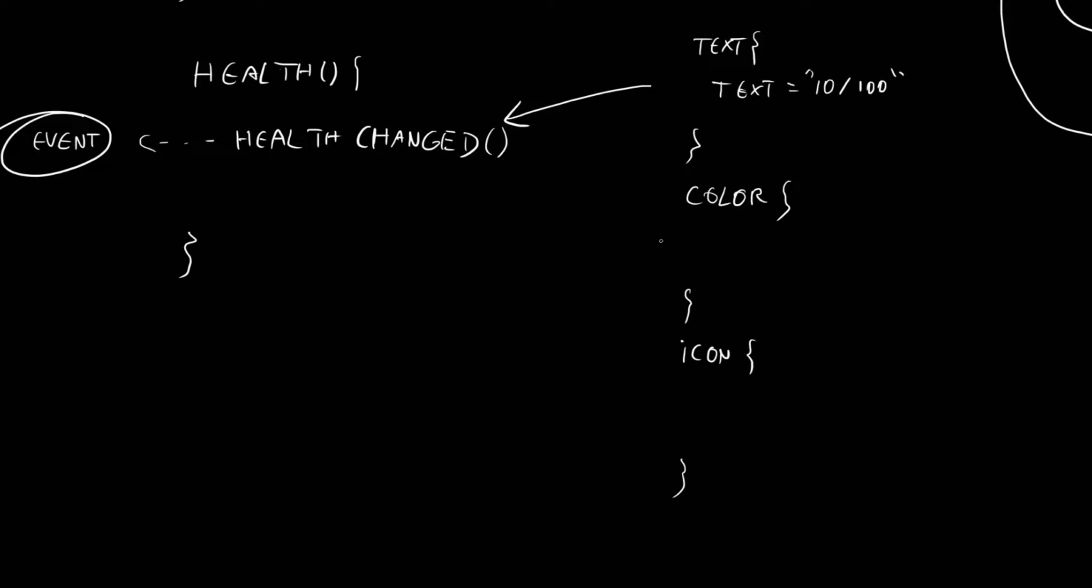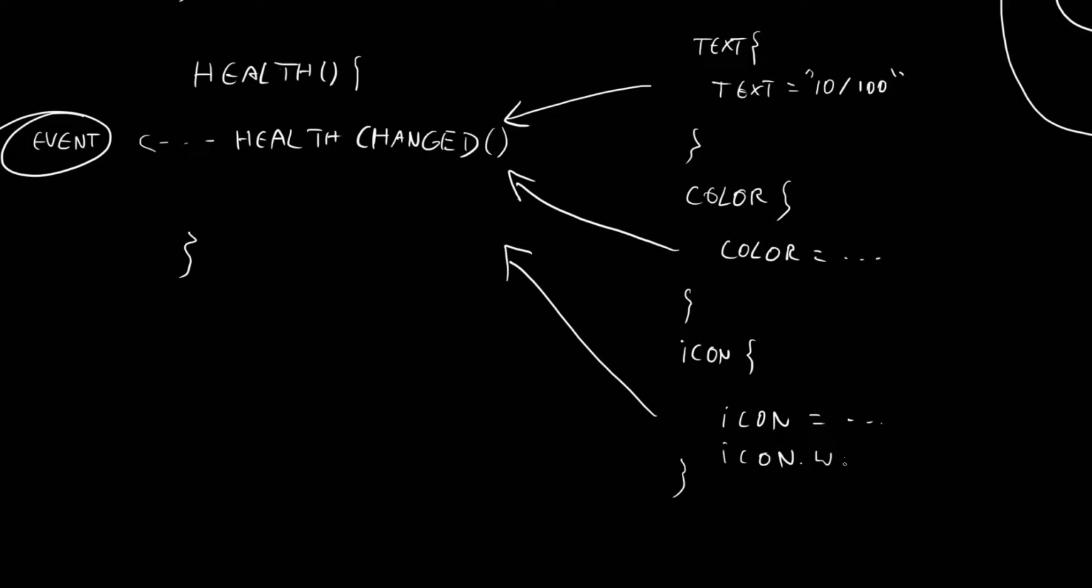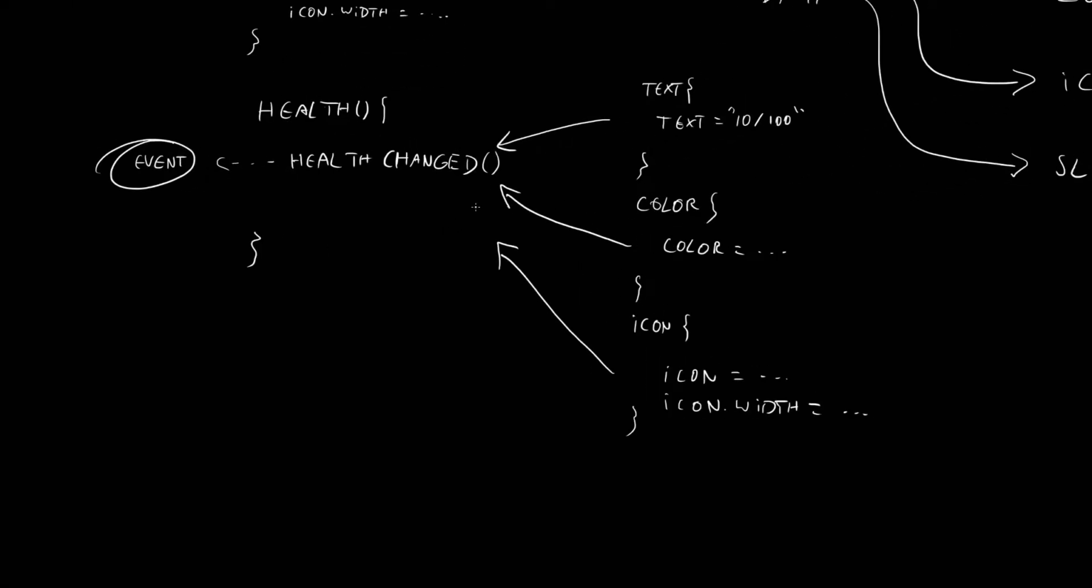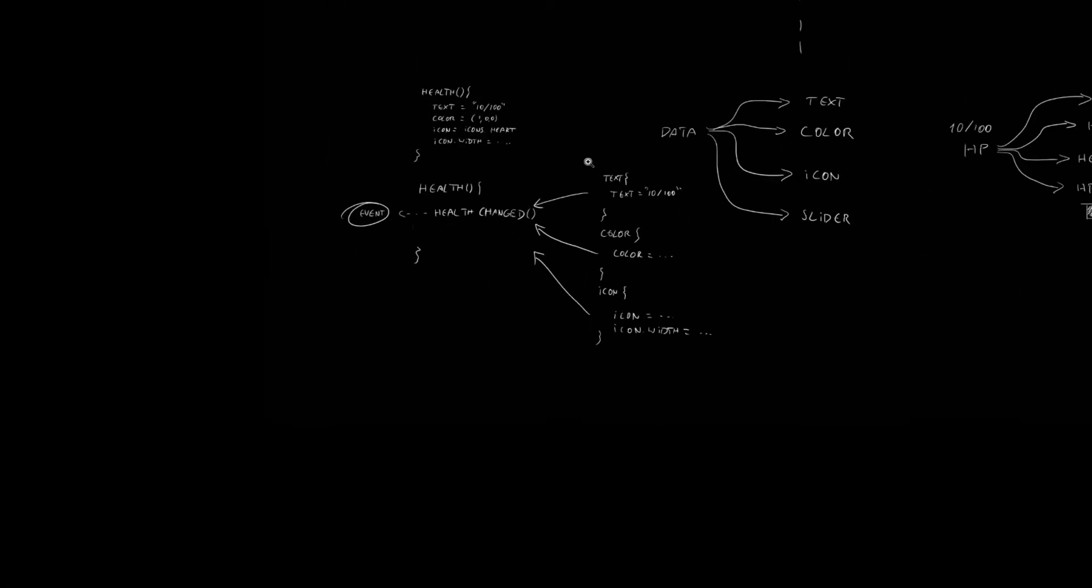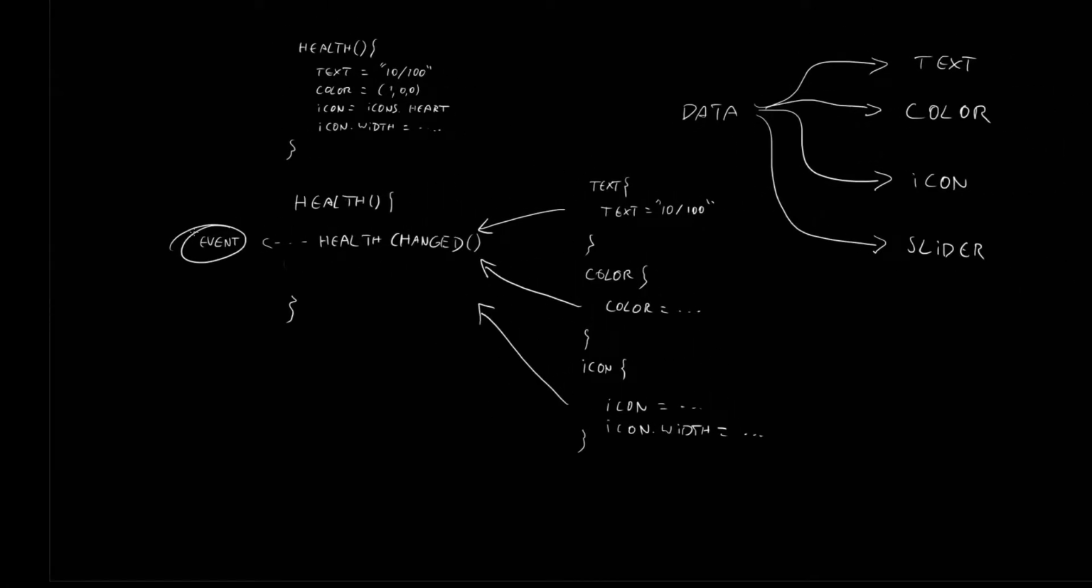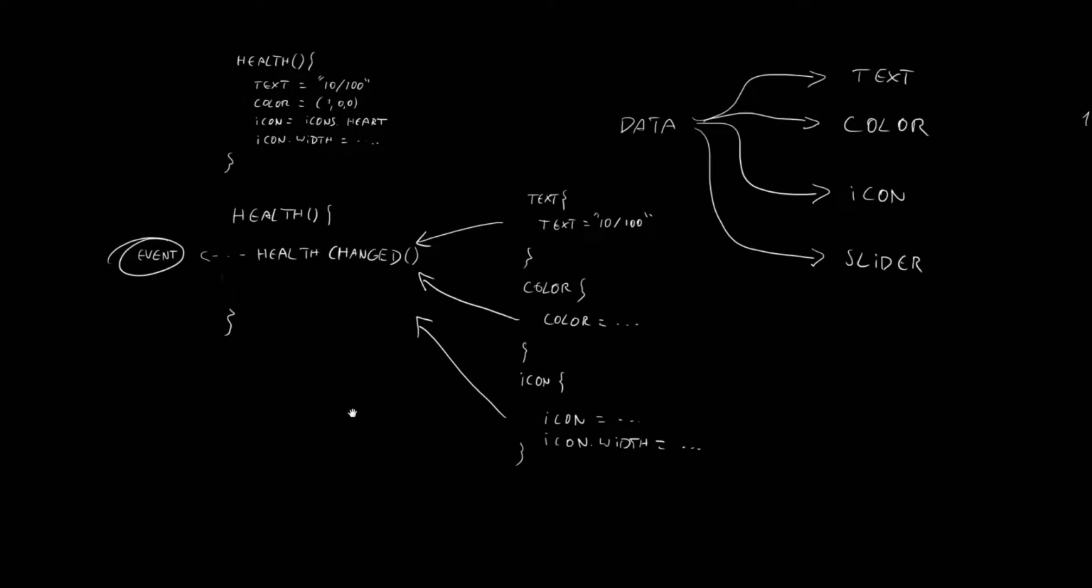And actually, then we have the dependency structure like that, right? So then we go like color equals blah blah blah, and the icon equals blah blah blah. And then we can also say the icon dot width equals blah blah blah, right? So then we can basically react to things that happened in the health class or in the health function or whatever. So we establish this many-to-one relationship.